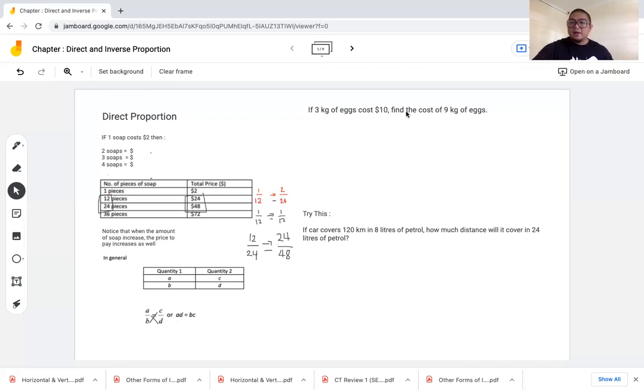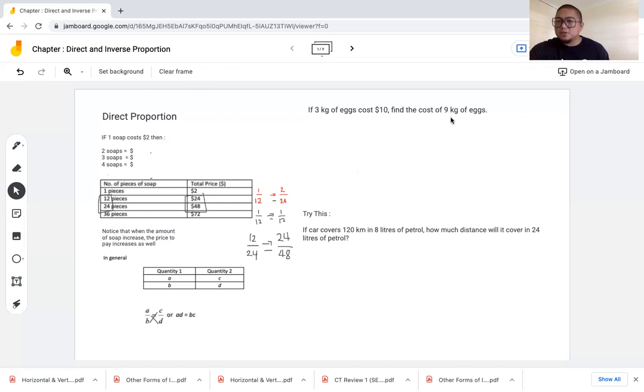Okay. Now, I'm going to give you an example first here on how to solve this problem. And right after I finish my discussion, you can pause the video and try to do this one and see whether your answer will be the same as mine. Okay? All right. Let's go with this one. So it says here that if 3 eggs cost $10, find the cost of 9 eggs.